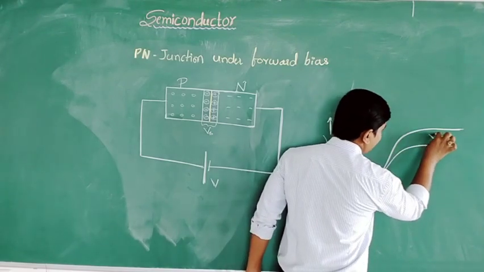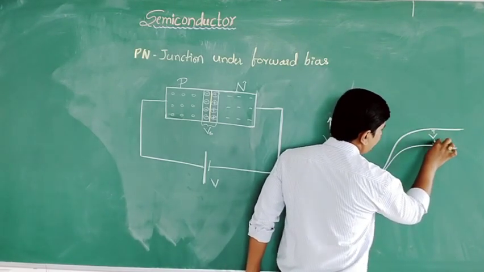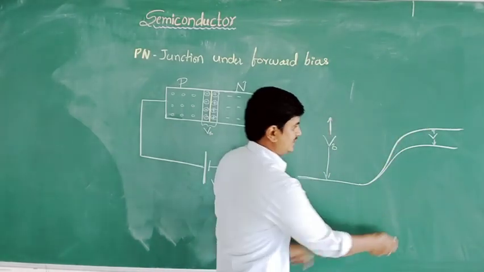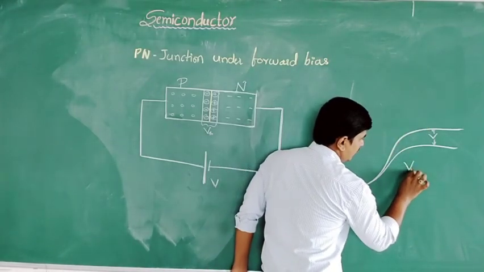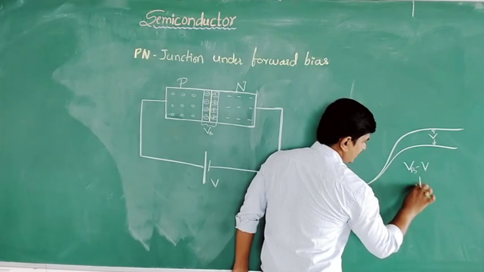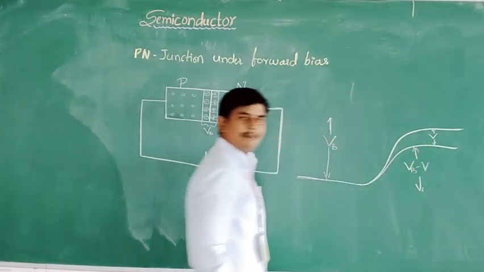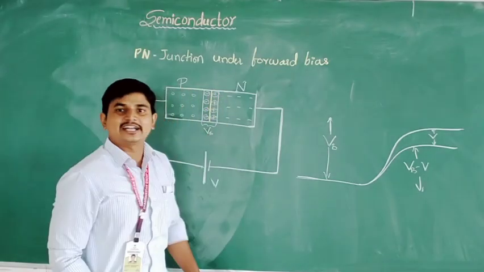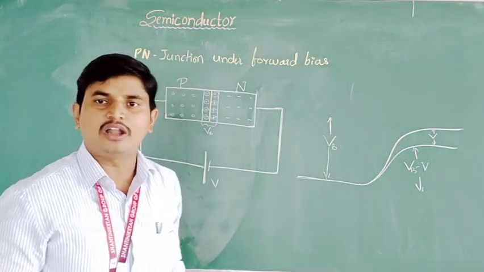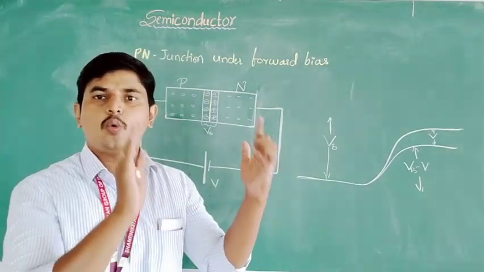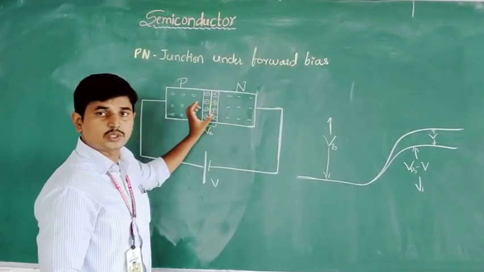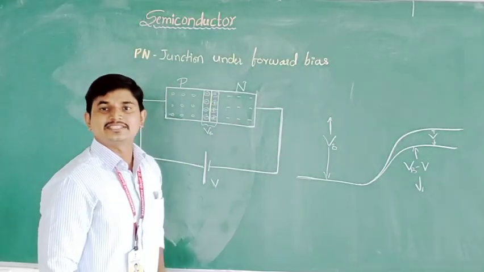see here, this is an external voltage. Because of the external voltage, there is a decrease in the potential barrier, that is VB minus V. There is a decrease in the potential barrier, and the barrier width decreases. The potential wall decreases. Once the barrier width decreases, the flow of charges through this increases.